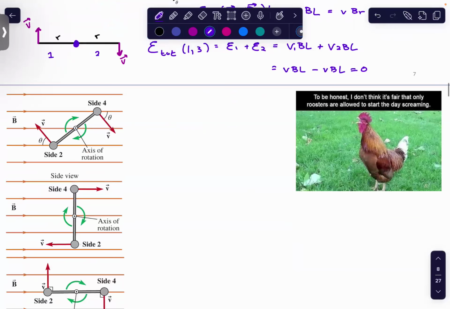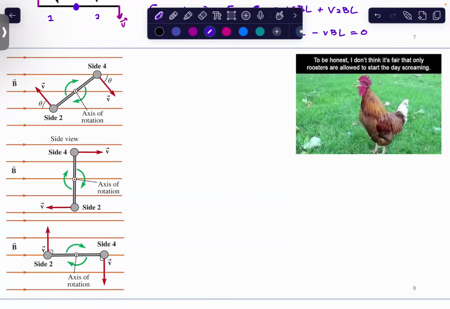Now, we need to figure out the EMF from sides 2 and 4. We need an average magnetic force, because as it's rotating, theta is always changing. So what is our magnetic force? qVB sine of theta.